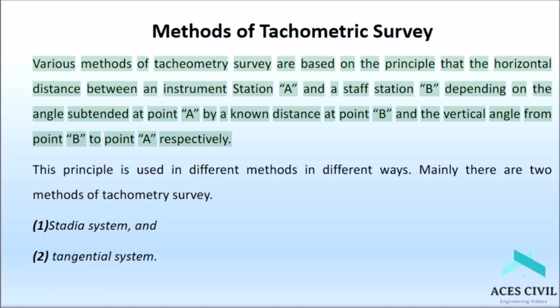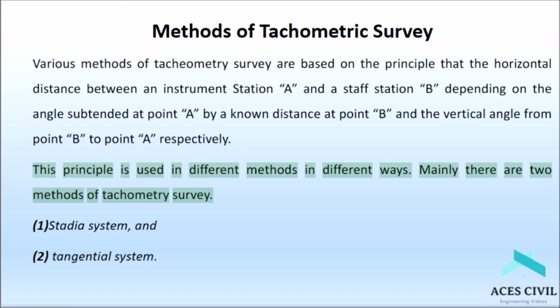Various methods of tacheometric survey are based on the principle that the horizontal distance between an instrument station A and a staff station B depends on the angle subtended at point A by a known distance at point B, and the vertical angle from point B to point A respectively. This principle is used in different ways in different methods. Mainly there are two methods of tacheometric survey: 1. Stadia system, and 2. Tangential system.